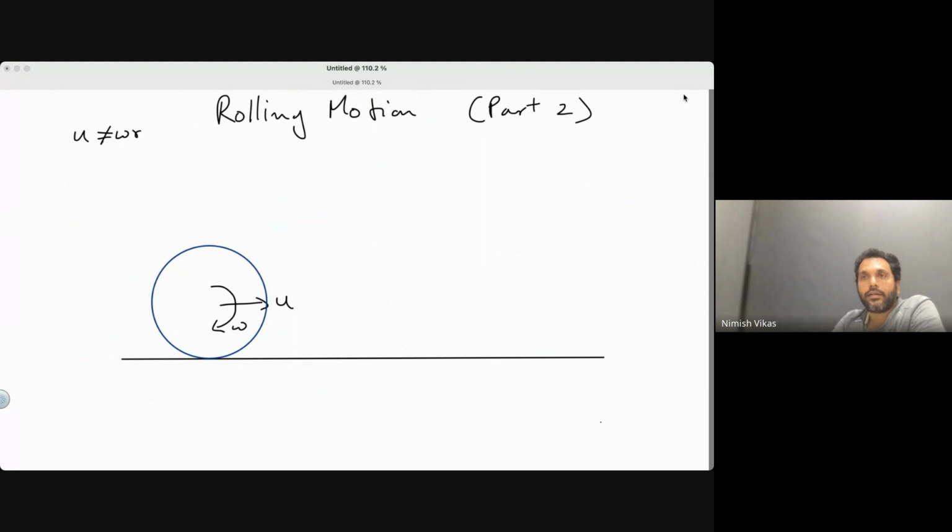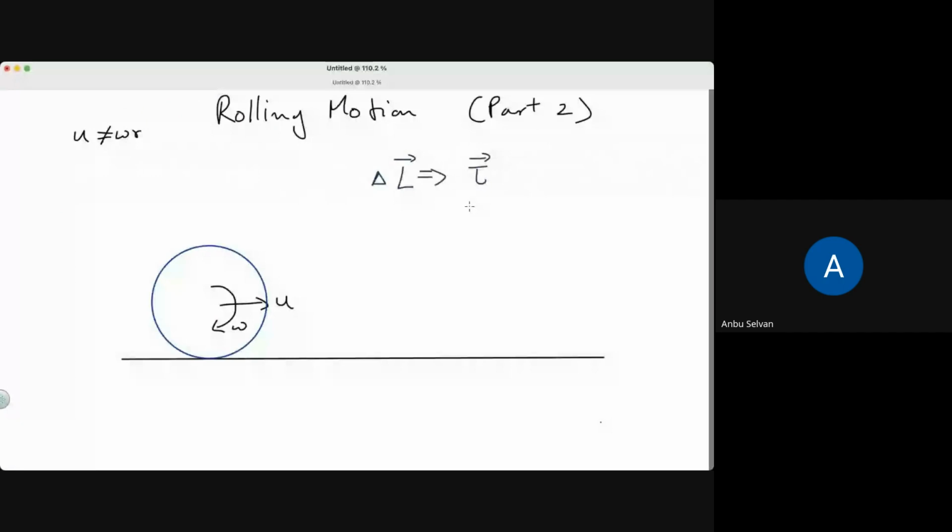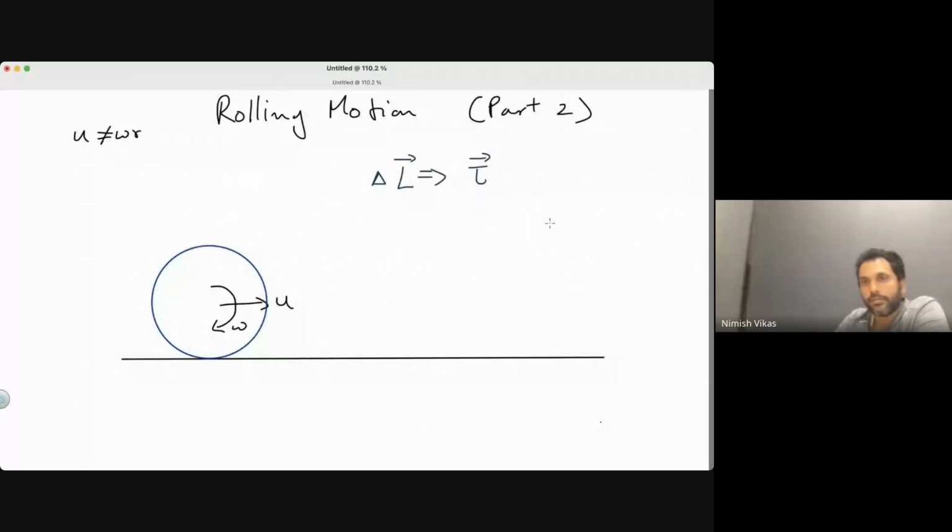Now one more thing. Angular momentum doesn't change and remains the same. There is no change of angular momentum unless there is a torque, right? Do you know this? Yeah, that is how the torque was defined. If there is no change in momentum, if there is no change in MV, there is no force. Force is there if there is change in MV, right?